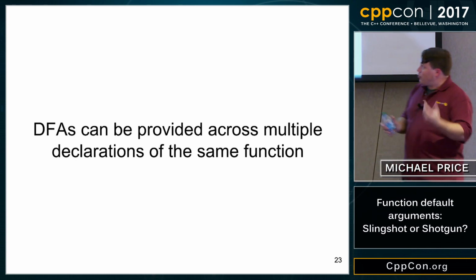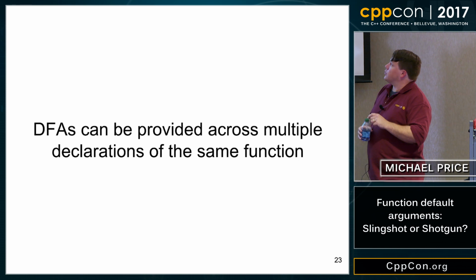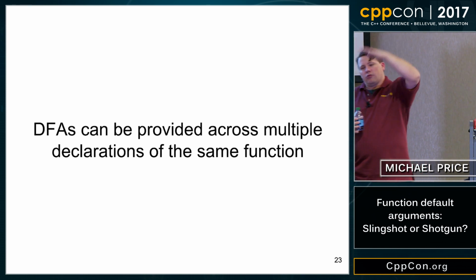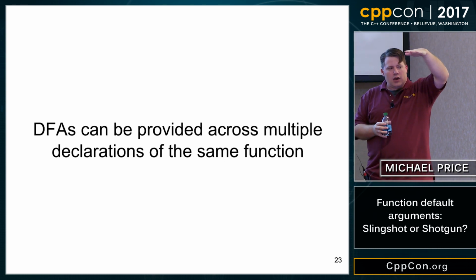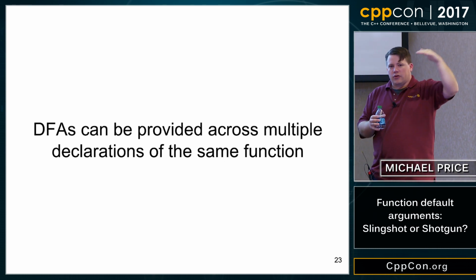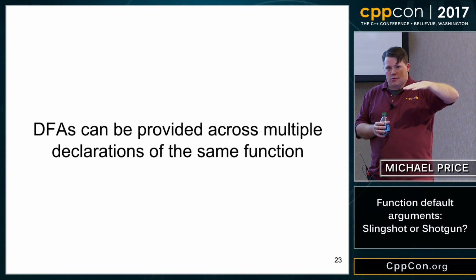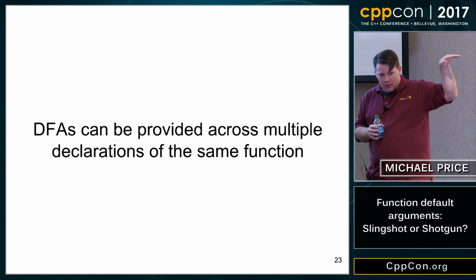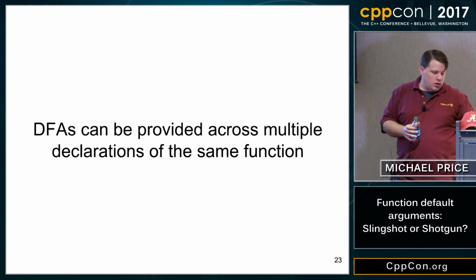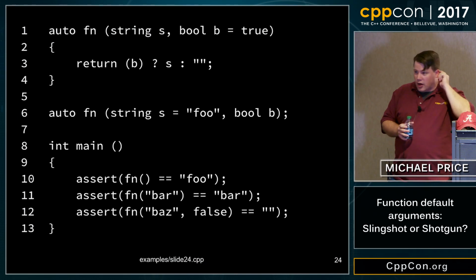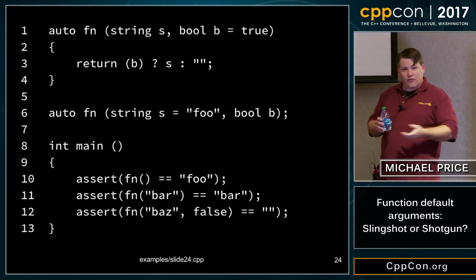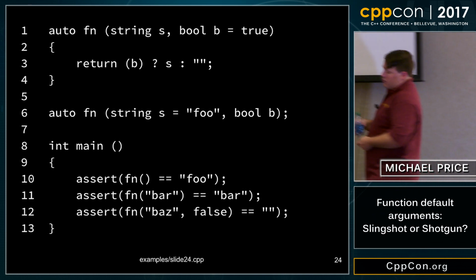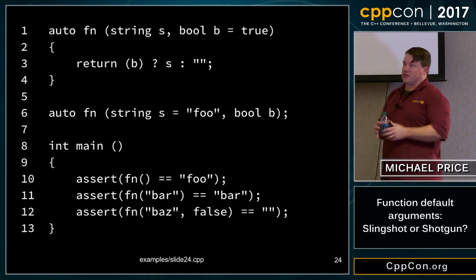It gets more complex. So default function arguments can be provided across multiple declarations of the same function. So how do you know if you have 2 declarations of a function, how can you tell that they're declaring the same thing? There are rules that state how functions are equivalent, right? And the default arguments do not play into the rules about whether something is equivalent or not, right? It's all about the signature. In other words, the default arguments are not a part of the signature of the function.